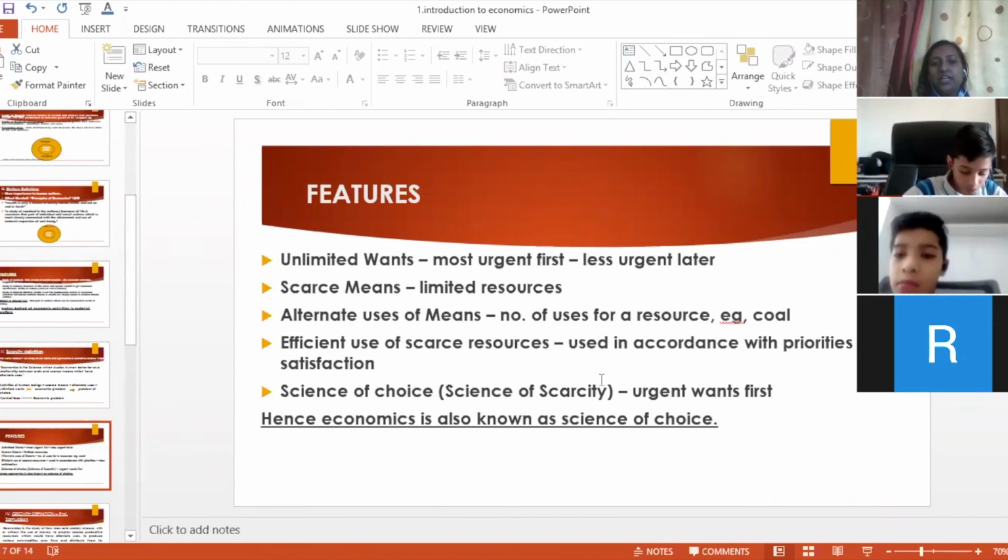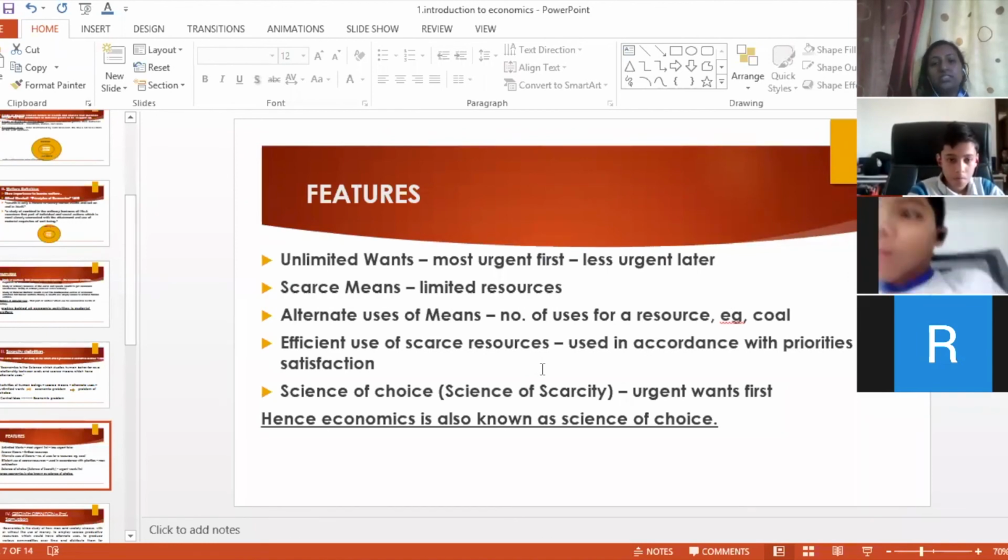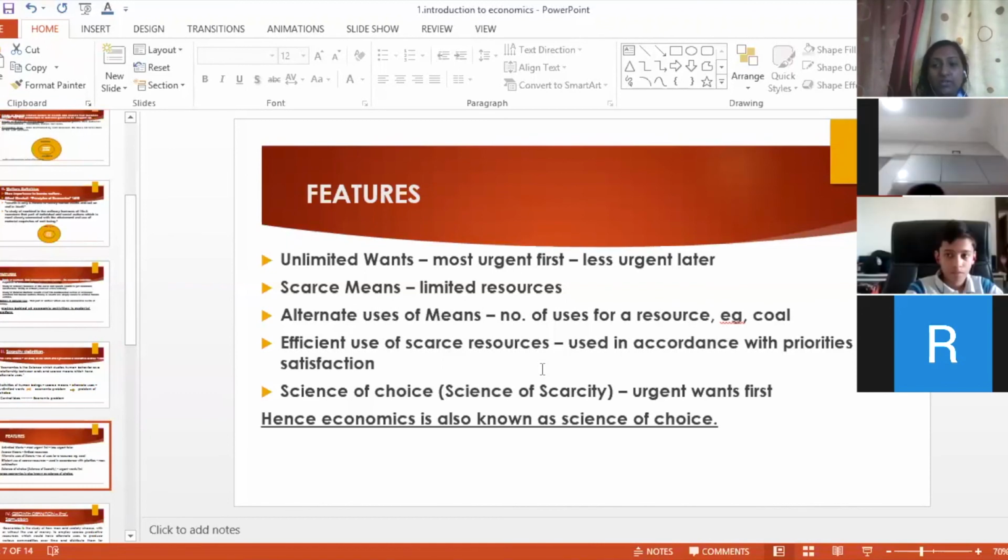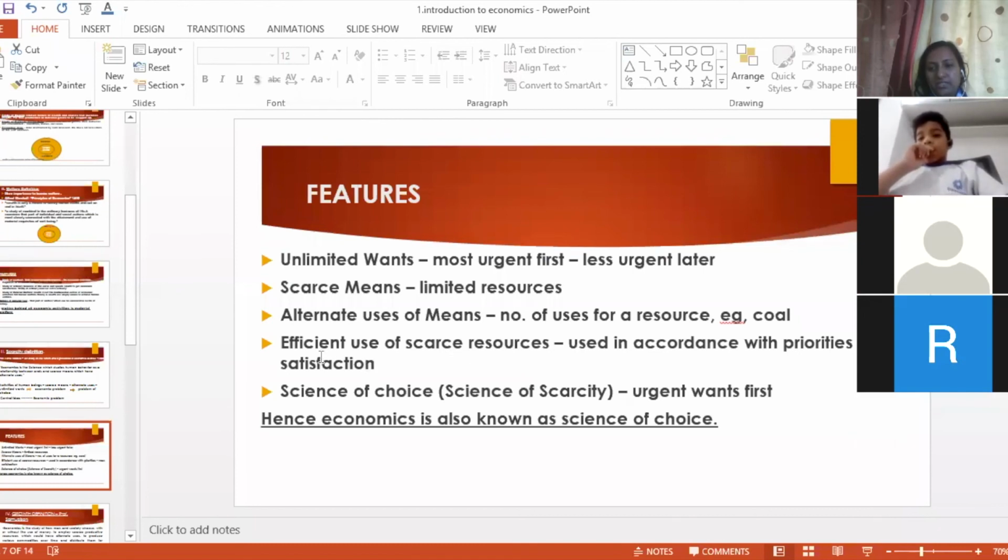Okay, efficient use of these scarce resources. Why efficient use of these scarce resources? Because we have unlimited wants, right? So we need to prioritize and use these scarce resources in such a way that they satisfy our maximum wants. We cannot satisfy all our wants. What we can try to do is use these resources to satisfy the maximum of our wants. That is why it is written efficient use of scarce resources.